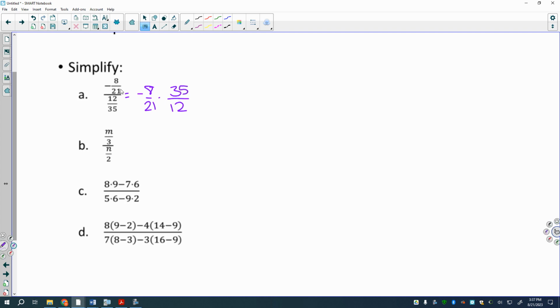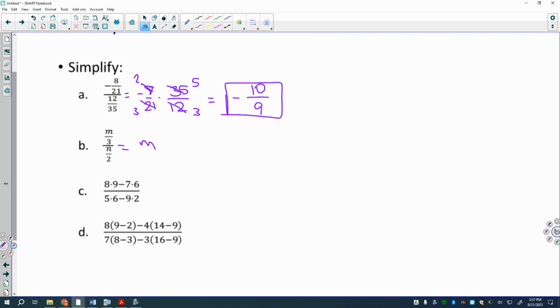Now, just like I've been doing, I'm going to say, oh, the 8 and the 12, I can take a 4 out of those. So that's 2 and a 3. 21 and 35, I can take a 7 out of those. And that gives me a 3 and a 5. And I do that because it's way easier to take 2 times 5 and get 10 than it is 8 times 35. 3 times 3 is 9. And then it's a negative and a positive, so it's a negative. Much easier to simplify those and multiply than it is to have to do the big numbers and then put it in lowest terms.